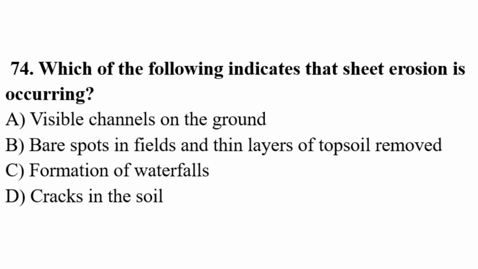74. Which of the following indicates that sheet erosion is occurring? A. Visible channels on the ground. B. Bare spots in fields and thin layers of topsoil removed. C. Formation of waterfalls. D. Cracks in the soil. Answer: B. Bare spots in fields and thin layers of topsoil removed.